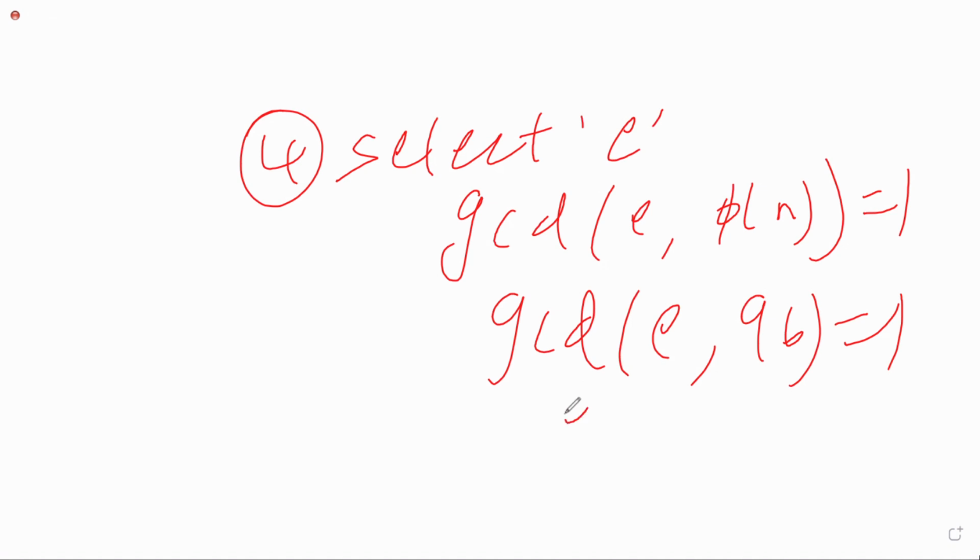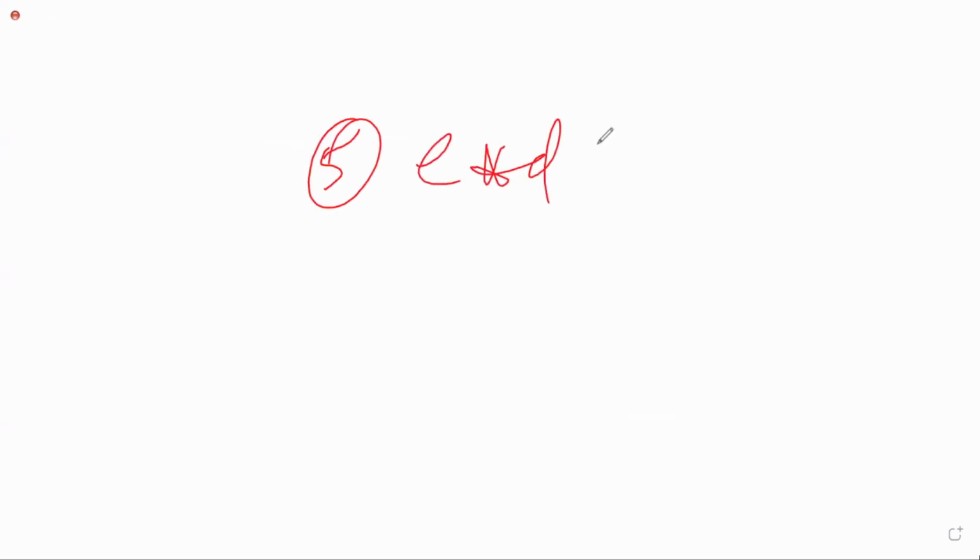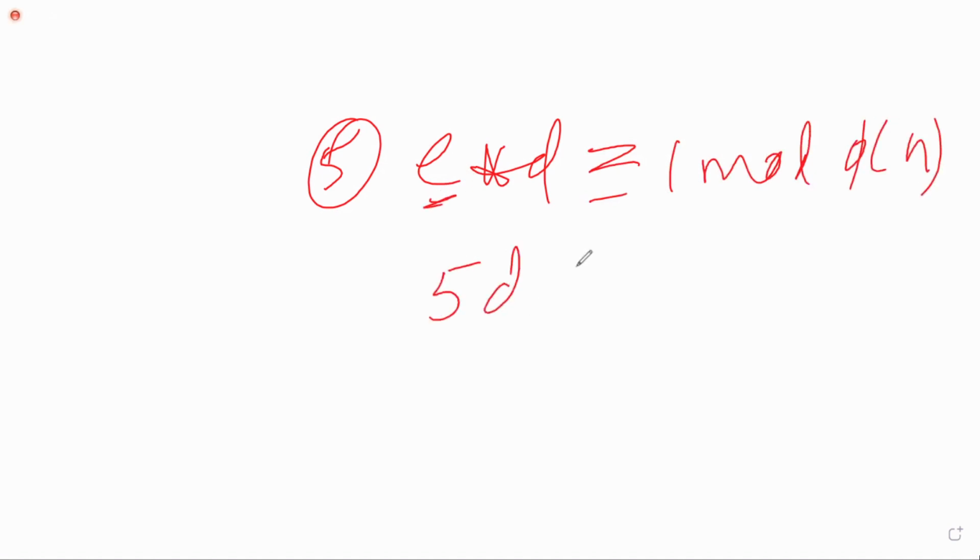Suppose E is equal to 5, then GCD of 5 comma 96 will be 1. So here the E value is 5, so that the GCD of 5 and 96 will be 1. This is the fourth step. And the fifth step is E into D is congruent to 1 mod phi of n. Already the E value is 5. So 5D is congruent to 1 mod 96.